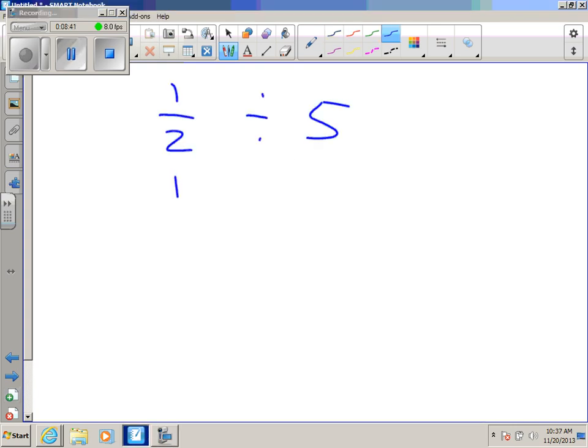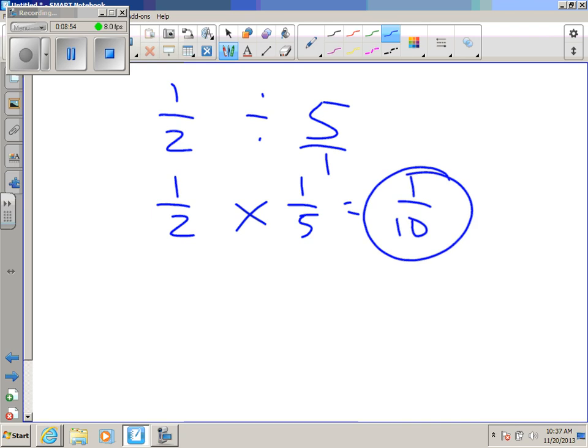One half times, well, if 5 is a fraction, it's 5 over 1, and that's the one we flip, going to multiply by its reciprocal, which is 1/5. 1 times 1, 2 times 5 is 10. Okay?